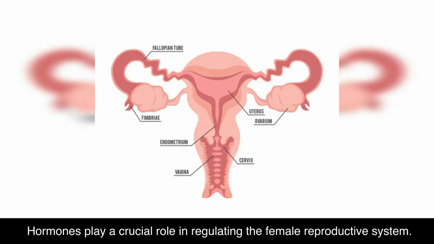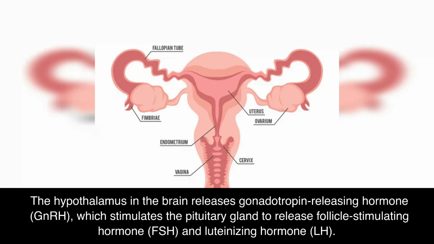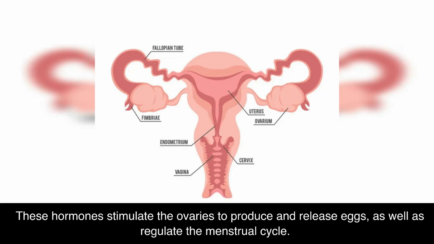Hormones play a crucial role in regulating the female reproductive system. The hypothalamus in the brain releases gonadotropin-releasing hormone, GnRH, which stimulates the pituitary gland to release follicle-stimulating hormone, FSH, and luteinizing hormone, LH. These hormones stimulate the ovaries to produce and release eggs, as well as regulate the menstrual cycle.